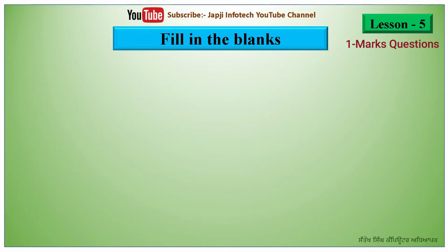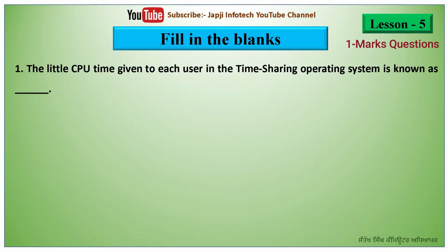Now we will learn about fill in the blanks in lesson number 5. The first question is: the little CPU time given to each user in the time sharing operating system is known as dash. And the right answer is: the little CPU time given to each user in the time sharing operating system is known as time slice.